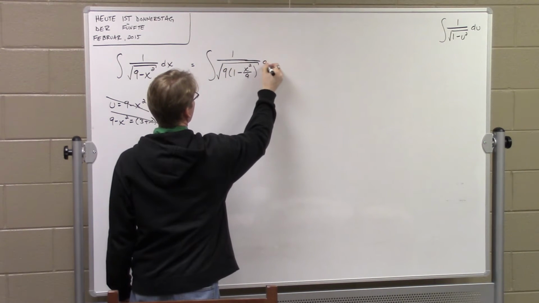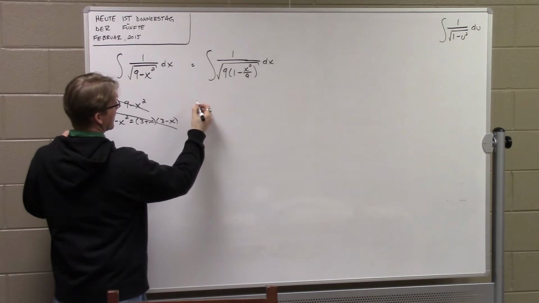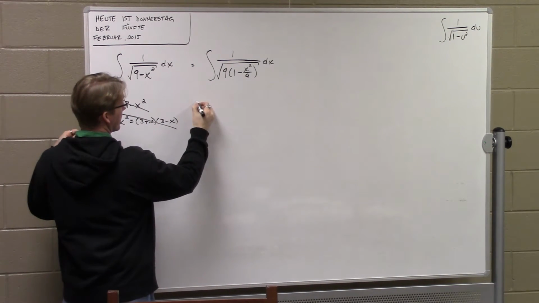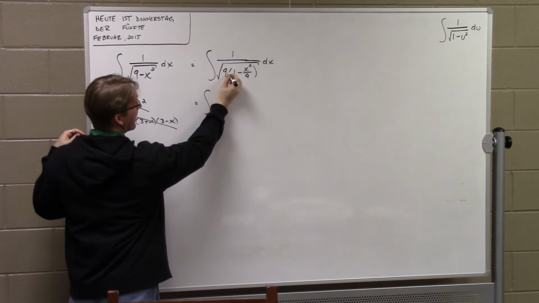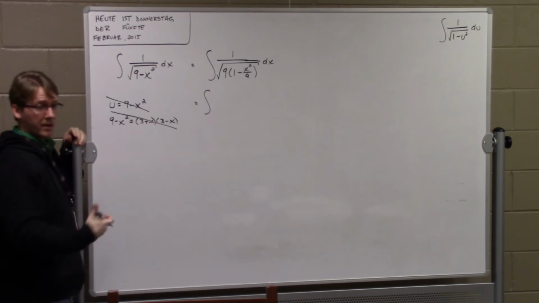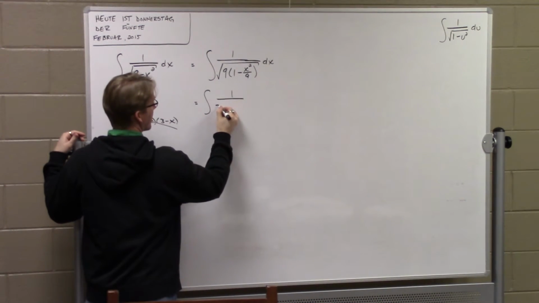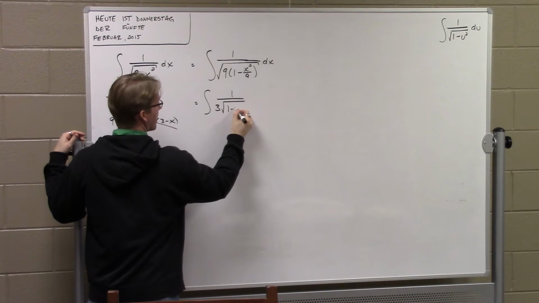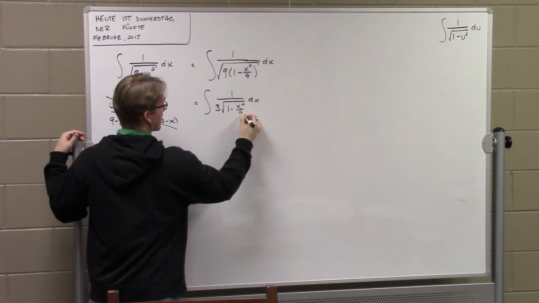I don't know how that helps you. It helps us tremendously. Okay, let's do a little bit of algebra here. By the way, we can now take the square root of 9 because it's multiplication. So 3. This is going to be 1 over 3 square root of 1 minus x squared over 9 dx.